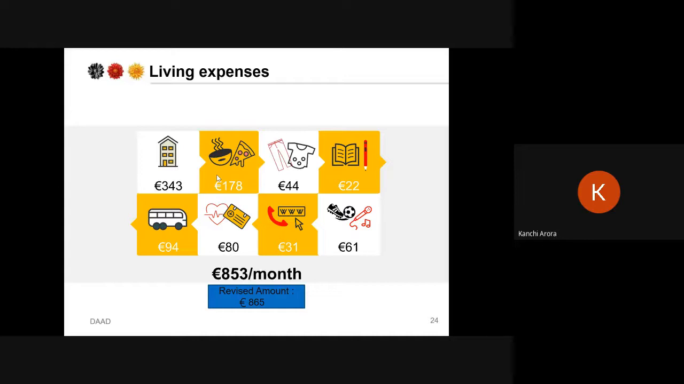These are how the living expenses look like. 865 euros per month is the revised amount now. So 865 euros is what you would need. Of course, it's an average, so it could go up to, let's say, 900-950 euros per month if you are in an expensive city, let's say Munich, or it could also go down to 750 euros if you are in a smaller town. It again depends on where you are in Germany. It depends on your lifestyle. But 865 euros is a good average number that we have.